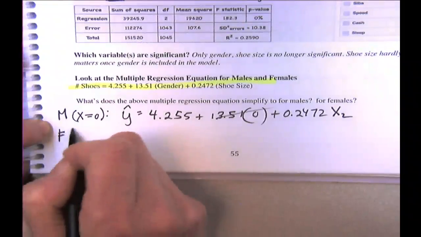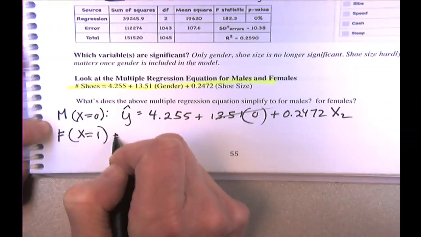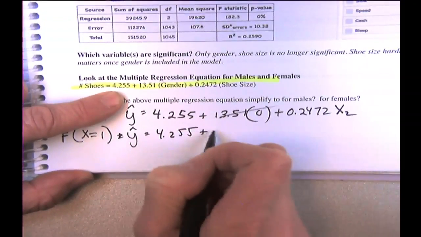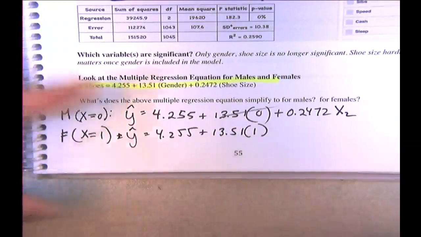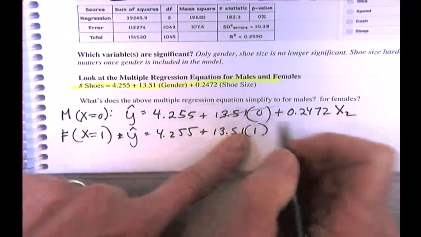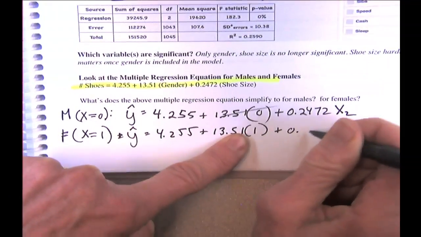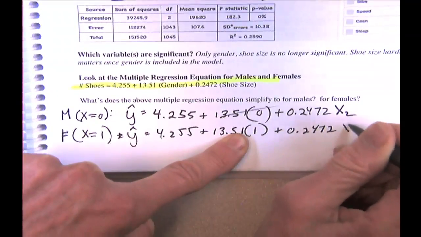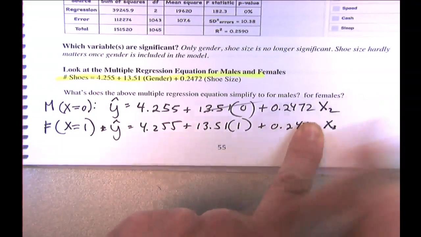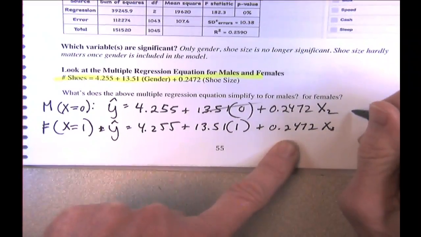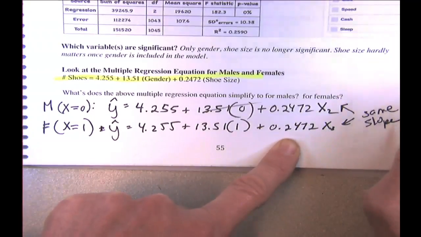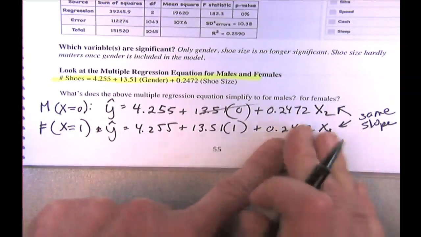Now we'll do the same for females, and now we have x equals 1. We say this is equal to 4.255 plus 13.51 times 1. That's the difference due to being a female. Big difference. Plus 0.2472 times x2, and a tiny little insignificant effect that's positive due to the number of shoes you have. So what it does is it forces these two to have the same slope. And in this case, it wasn't such a bad idea because both slopes were very close to 0, and we didn't really care about that.